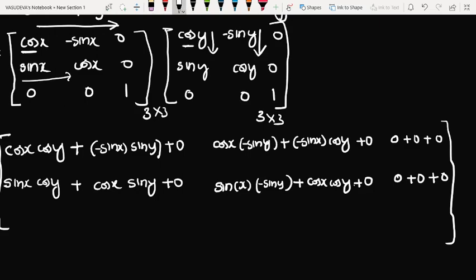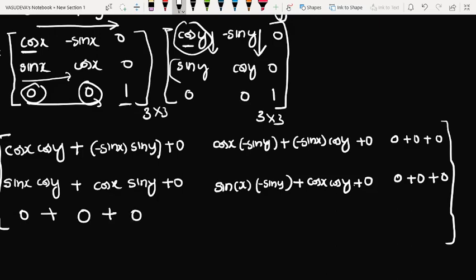Now the last one. The third row and the first column: 0 multiplied with cos y is 0, plus 0 multiplied with sin y is also 0, plus 1 into 0 is 0. The third row and the second column is also 0 plus 0 plus 0. And the last element: 0 into 0 is 0, plus 0 into 0 is 0, plus 1 into 1 is 1.